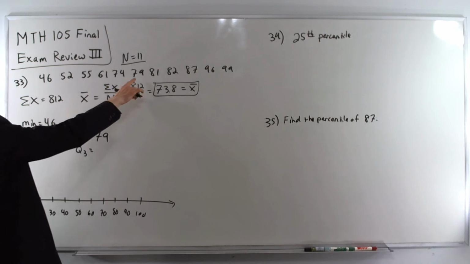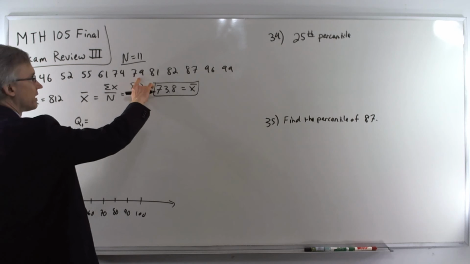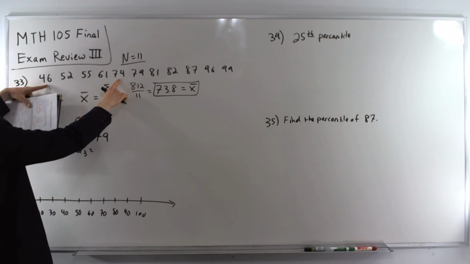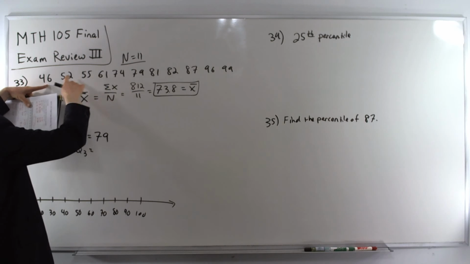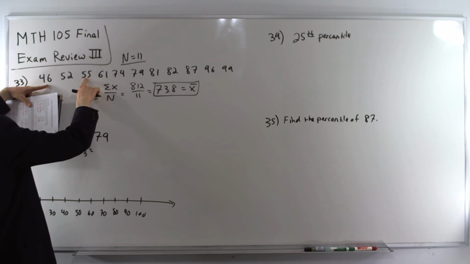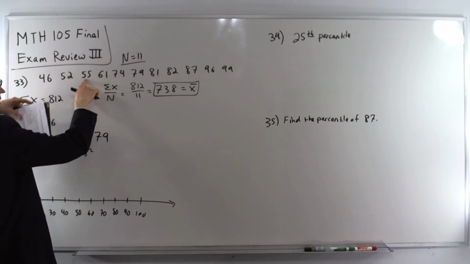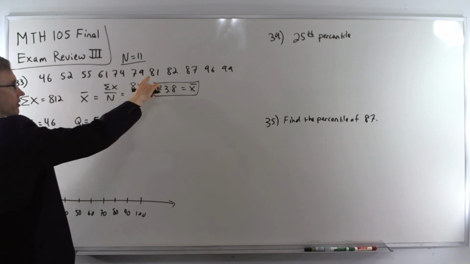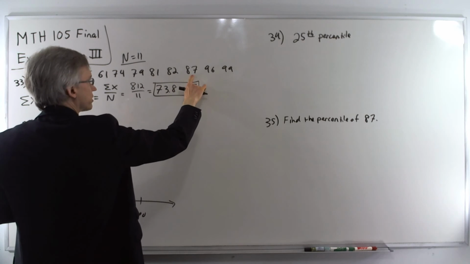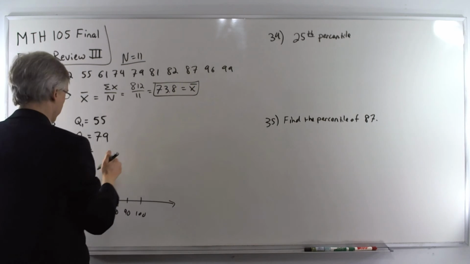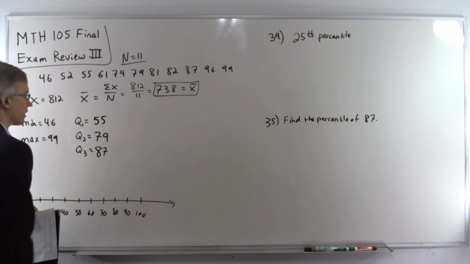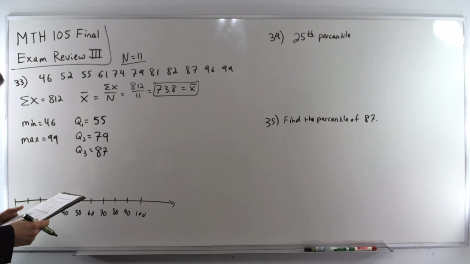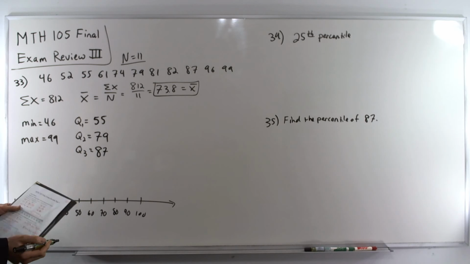All right, now from 79, we have split the data into two equal pieces. We have 5 data values over here, and now we find the median of these 5. The middle value is 55. Since we have an odd number, we can just point right to 55 there. Here we have 5 on the right, so another odd value. So that means we can go right to the middle value, which is 87. So there is Q1, Q2, and Q3. Now we have all the numbers we need for the box plot.